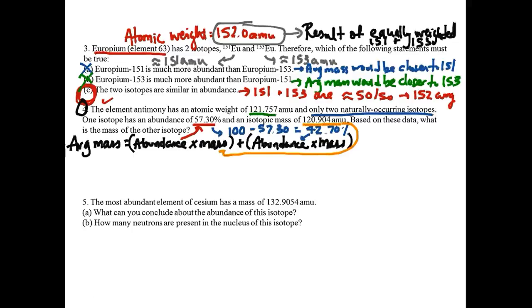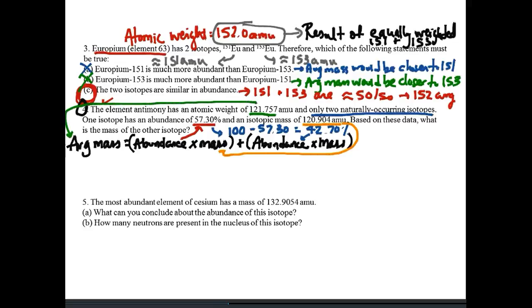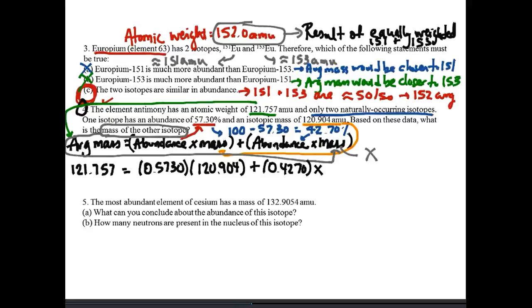So we'll plug in the mass for the first isotope. We'll plug in the average mass, which is 121.757. And then the mass of the other isotope, that's what we're looking for, and that is in the formula here at the end. We're just going to set that equal to x, and we're going to solve algebraically for it. So we're going to plug it in as an algebra expression, and we're just going to solve for x.